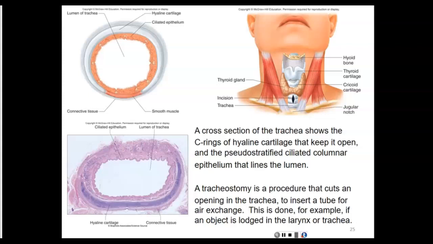If you had a tracheostomy, it's a procedure that cuts an opening in the trachea to insert a tube for air exchange. This is done only in an emergency if there is something lodged in the trachea above it to prevent air from getting in to the lungs.